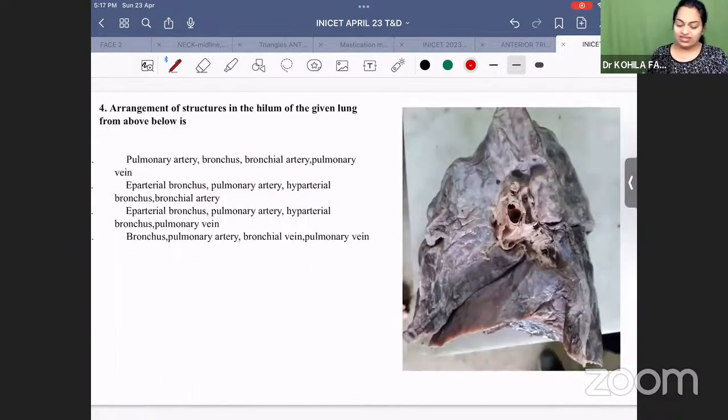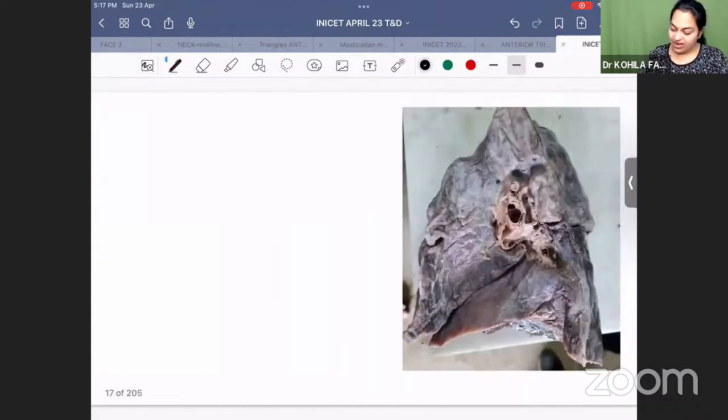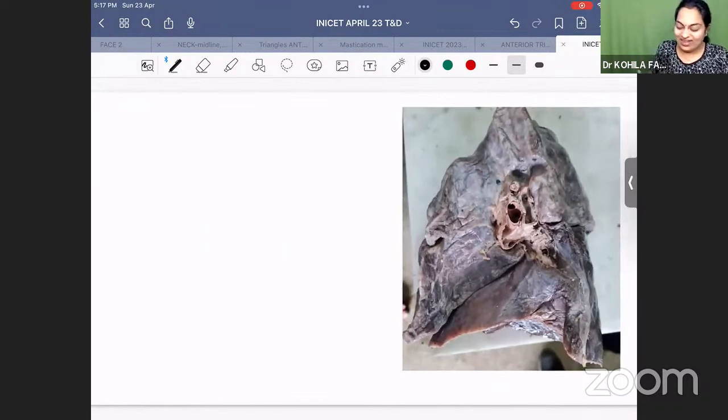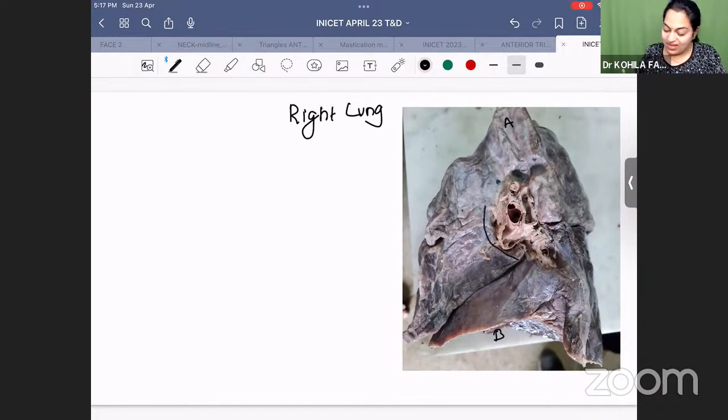This also they've asked recently over the previous year. So what is it? We'll identify in the lung. This is a cadaveric specimen. What lung is it? Right lung or left lung? That's the right lung. Yes, medial surface of the right lung, you're getting to see it. So this is the apex and that's the base. This is the hilum of the right lung.